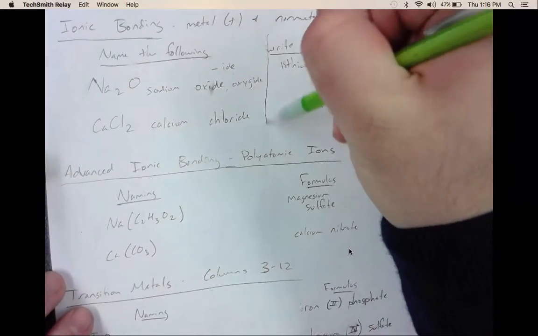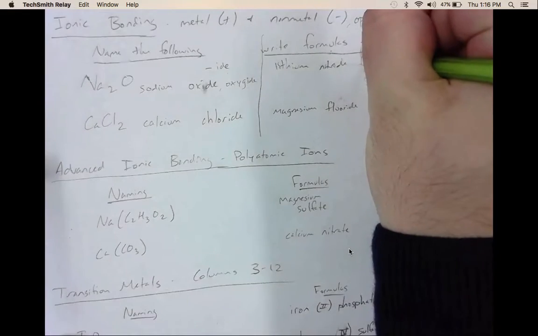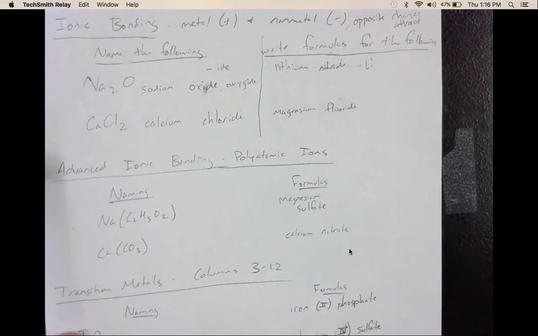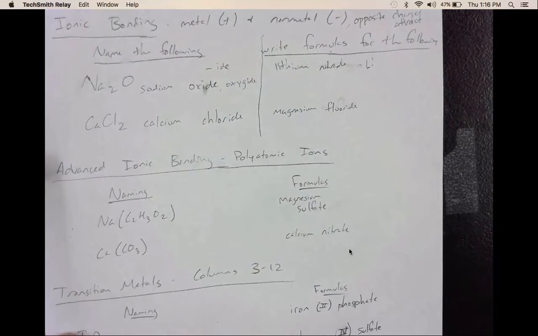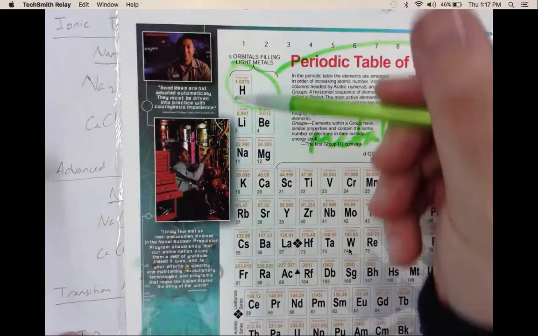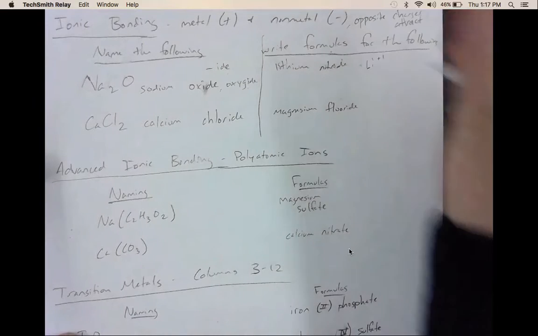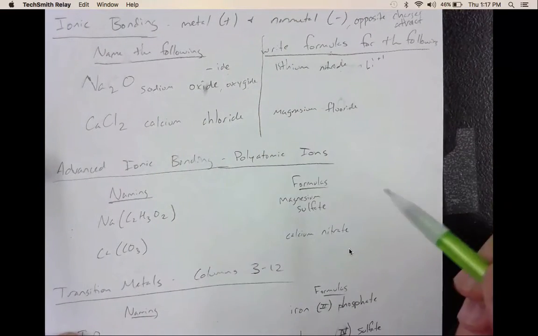So then next, we are writing some formulas for the following. When we write formulas, we do the crisscross method. Just like it was in class, we start by writing the ion symbol and charge. Lithium is right here. Lithium is in the first column, so it has a +1 charge. So we write +1.